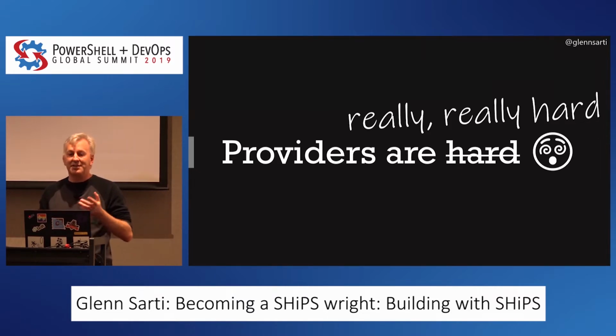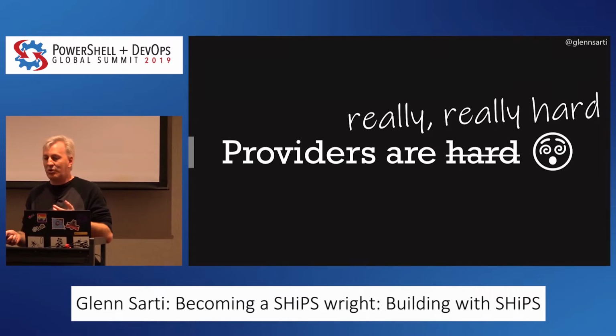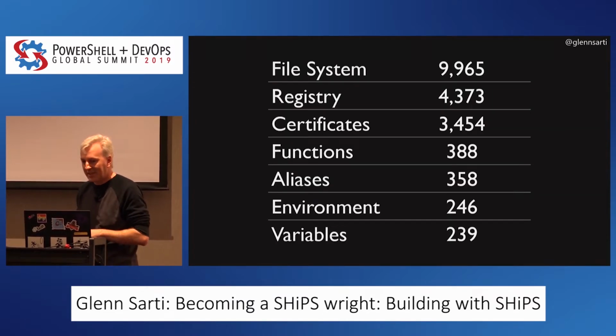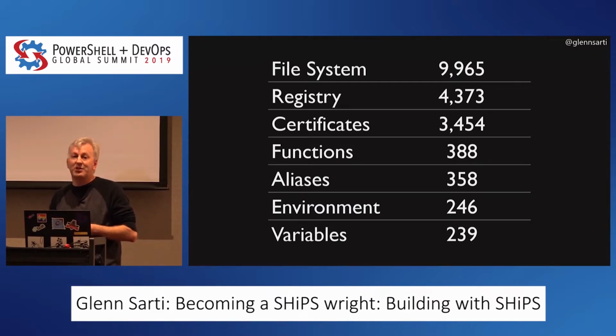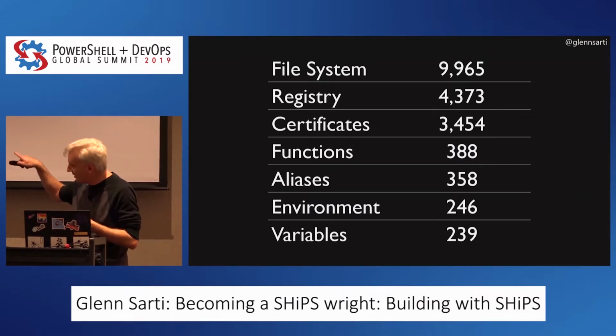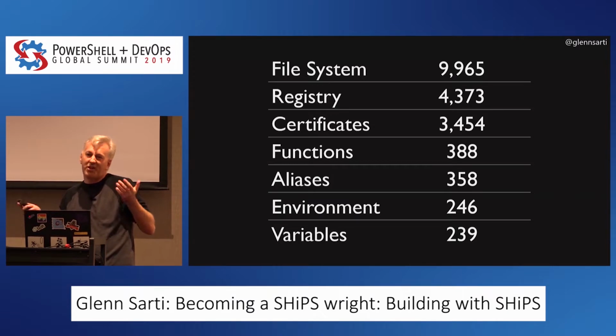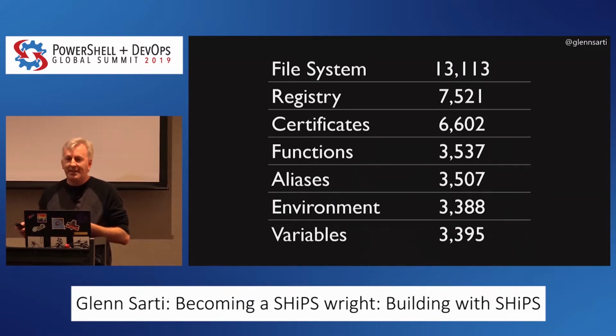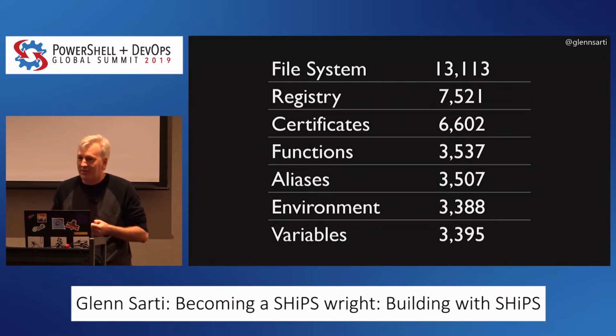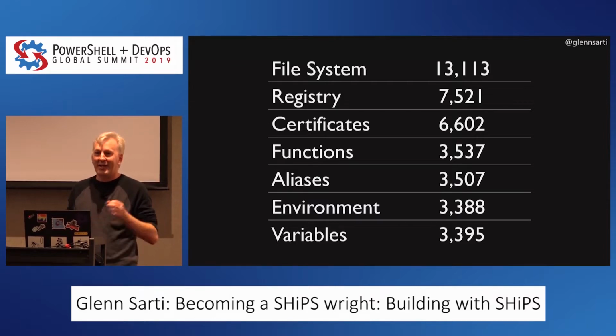To give you an idea of the size of the problem here, I went through the PowerShell Core code base looking at the standard providers. On the left-hand side is the provider. On the right-hand side is the number of lines of code for that provider. For example, the registry provider has 4,373 lines of code. But look at the variables provider down there at the bottom. It's only 239 lines. Doesn't seem like all that much. Well, if you take into account all of the inherited classes in C#, you come out to over 3,000 lines of code for a simple provider, okay?